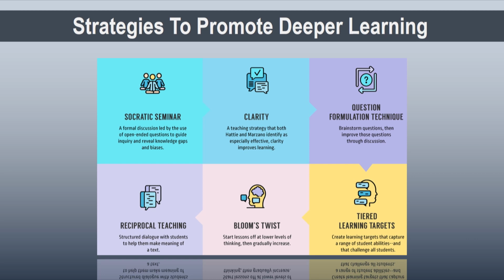Similarly, there is something called Bloom's twist. Here you start lessons at the lower levels of thinking and then gradually increase. Then we have tiered learning targets. We create learning targets that capture the range of students' abilities and the challenges of all the students.